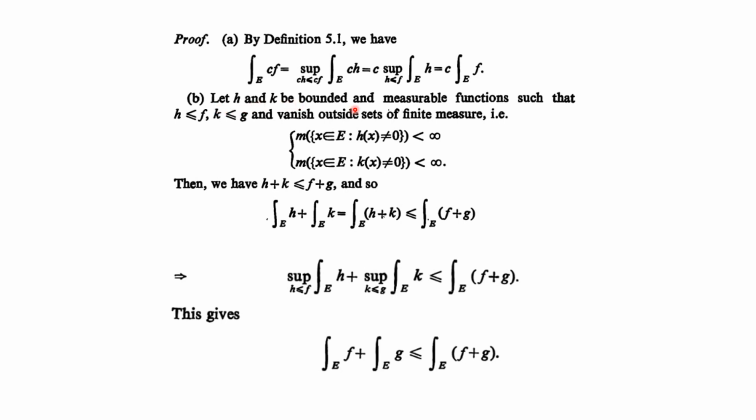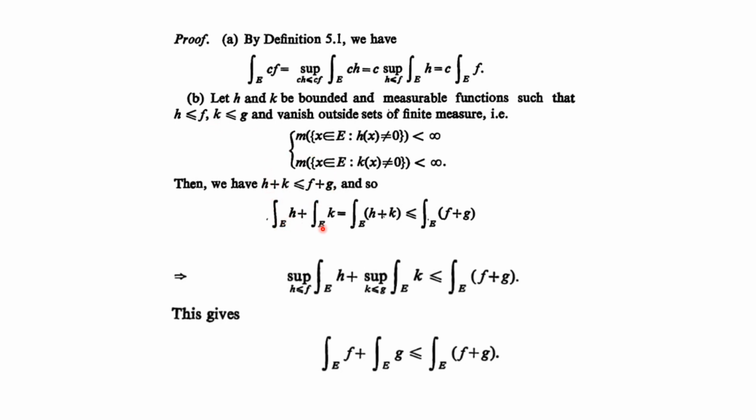Now let h and k be bounded measurable functions such that h is less than or equal to f, k is less than or equal to g, and they vanish outside a set of finite measure. Means where the measure is not finite, there the values of h and k are 0. So we consider bounded functions h and k corresponding to f and g, which vanish outside a set of finite measure. So clearly h plus k is less than or equal to f plus g.